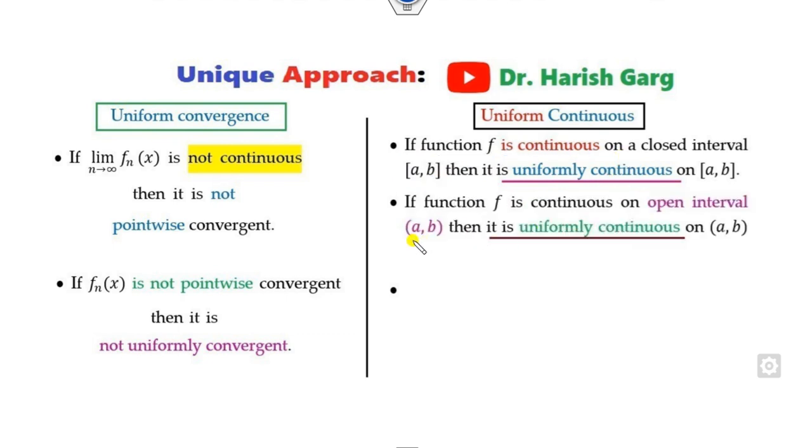If it is defined on an open interval, then you can say it is uniformly continuous only if f is continuous and the right-hand limit at a and the left-hand limit at b both exist.